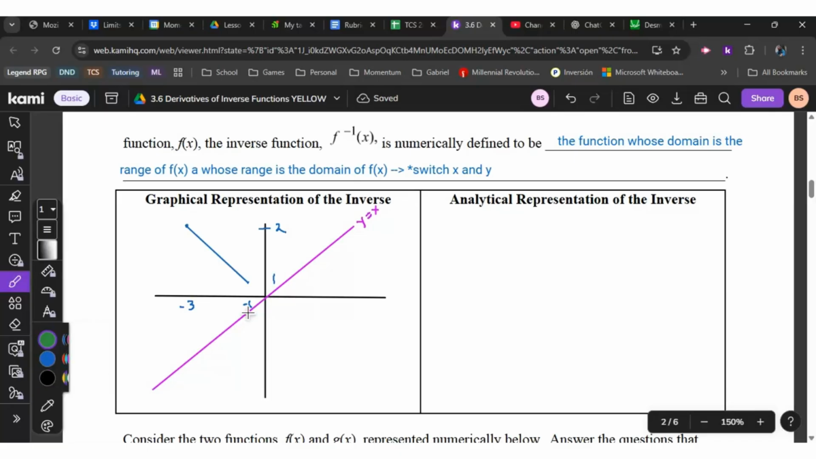All right. Now, if I were to figure out the representation of that, that means that this point here that is at -1, 1 would go to 1, -1. And then this point here that's at -3, 2 would go to the point 2.